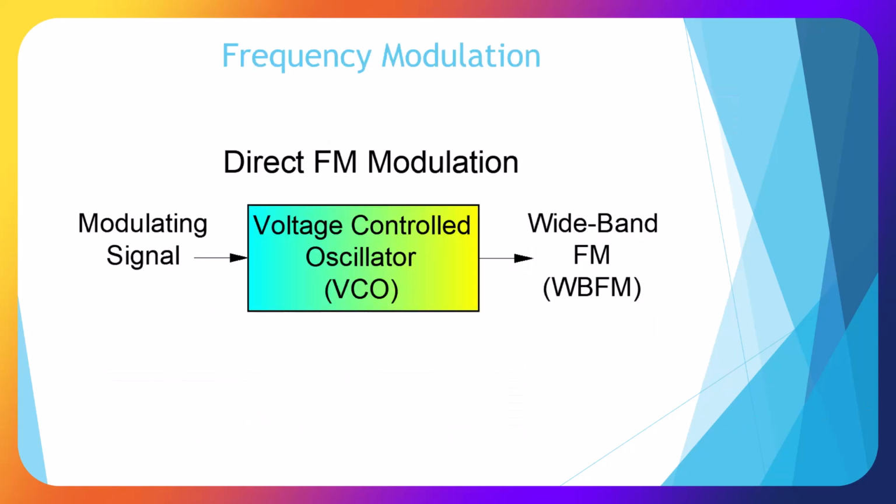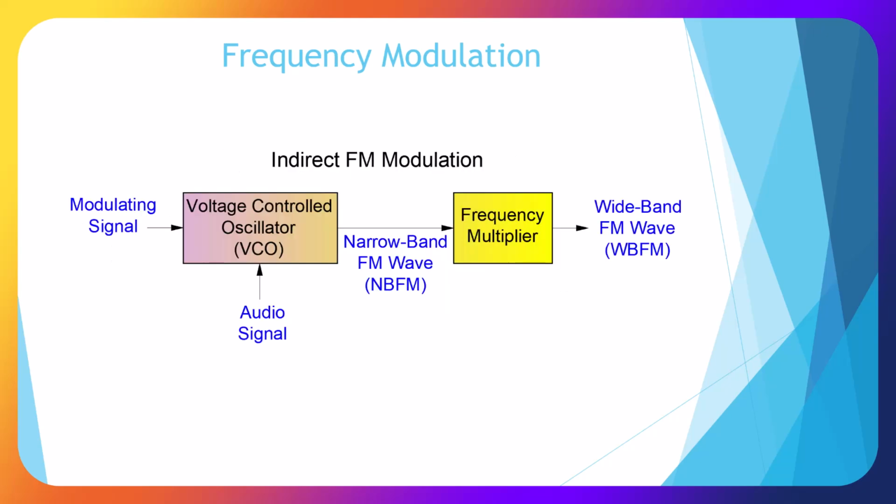There are a couple of ways to modulate the FM signal. This is direct FM modulation, where the modulating signal goes into a voltage controlled oscillator, a VCO, and we end up with wideband FM, also WBFM. Here's indirect FM modulation, where our modulating signal and carrier signal are combined into a voltage controlled oscillator, with which we get narrowband FM, and then a frequency multiplier, and then we end up with wideband FM.